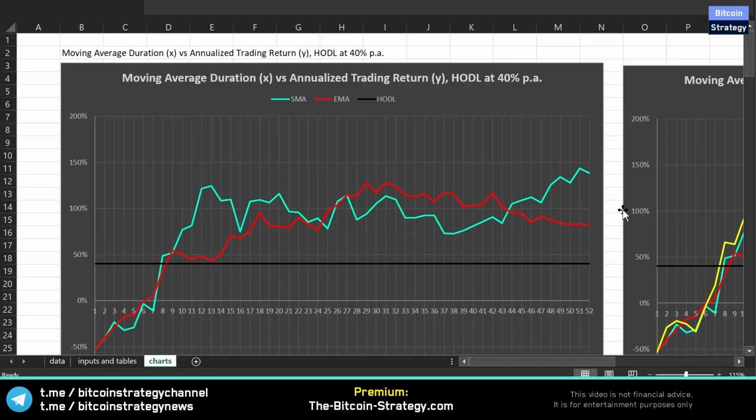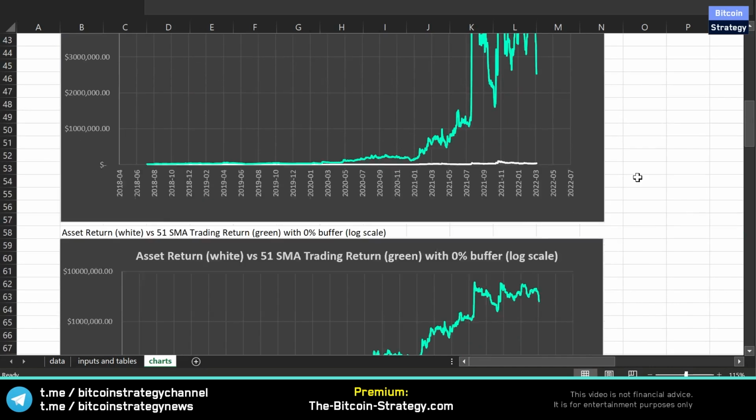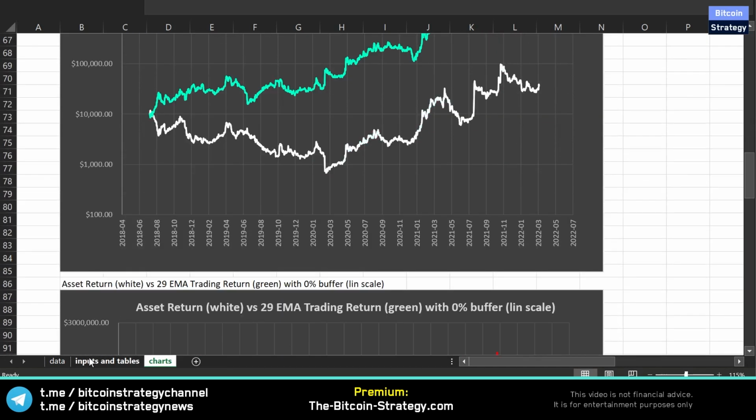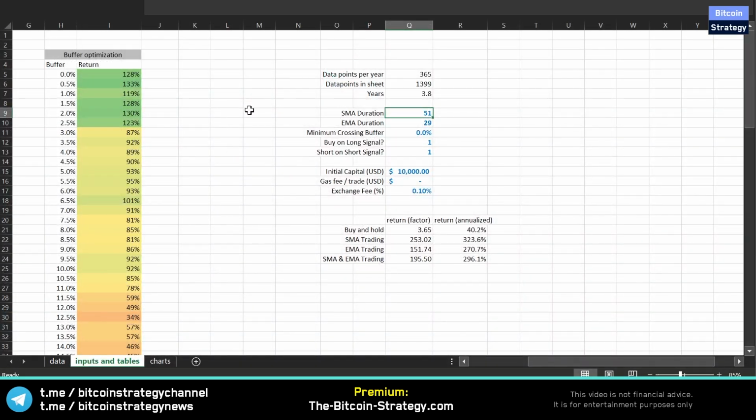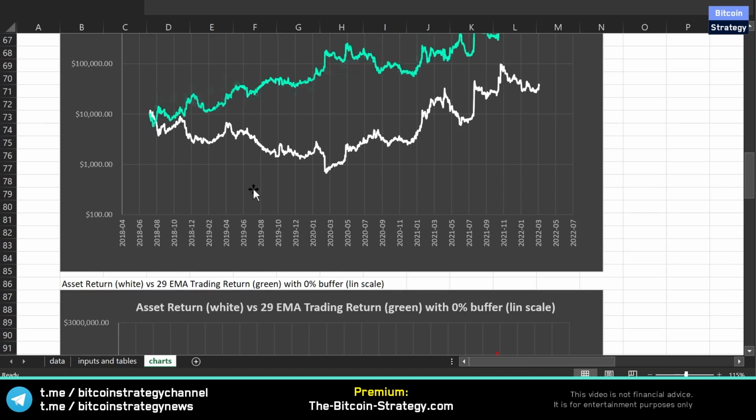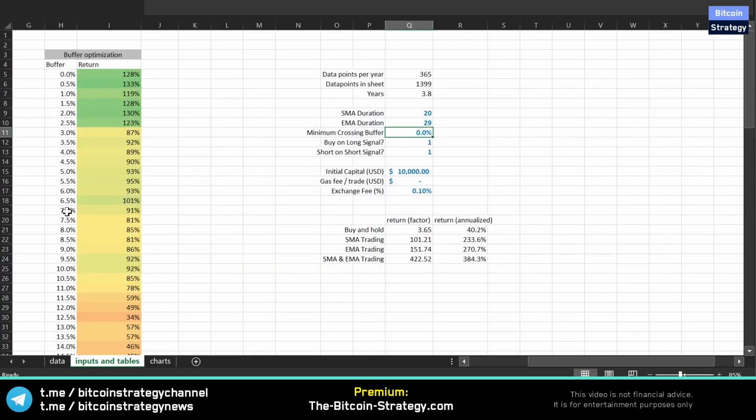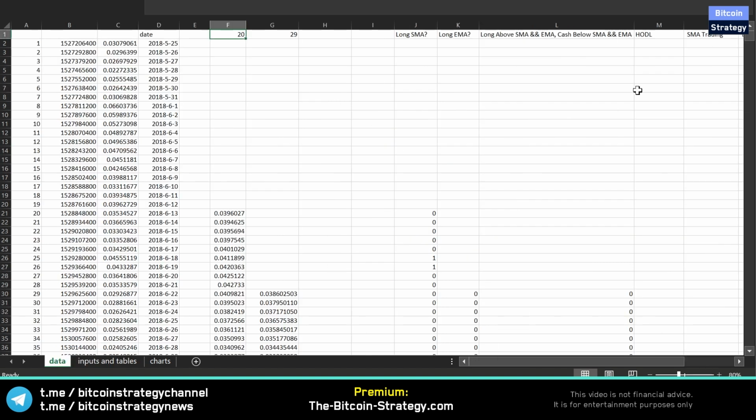If you are using a moving average, the 29 EMA, or alternatively, the 51-day SMA, they seem to work quite well for IoTeX. Now, maybe you could already tell from the design of those charts that this was done in Microsoft Excel. So there's an Excel sheet where you can change the average durations and you will get the return for IoTeX. You will get the updated charts over here. You can change the buffer value over here. You can change if you only want to go long, if you only want to go short, or if you want to do both. You can also change the gas fees, the exchange fee, all of that.